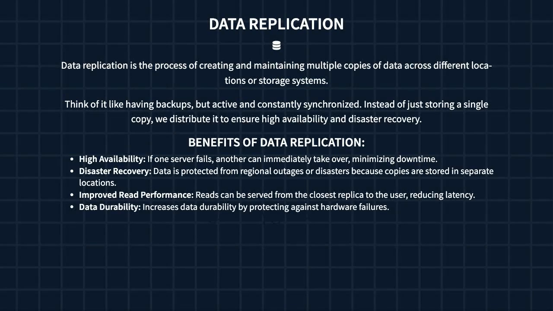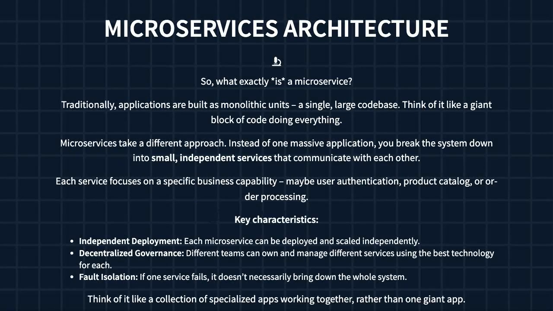Okay, let's talk about data replication. It's a really important concept in system design. Basically, it means having multiple copies of your data spread out across different places. It's not just like making a backup. These replicas are constantly updated and kept synchronized. This gives you some serious advantages. First, if one server goes down, another can pick up the slack immediately, so you don't have downtime. Second, it protects against disasters. If your main region is hit by something bad, your data is still safe because it's being replicated elsewhere. Plus, reading data from a nearby replica can speed things up for users, and overall, it makes your data more durable.